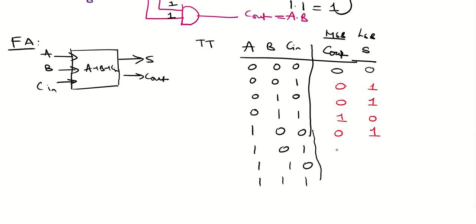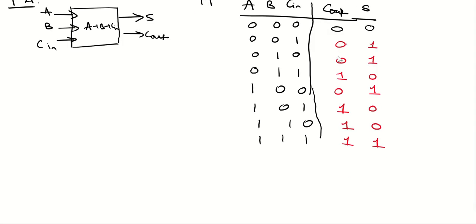When you add 1 0 1, the sum is 0 and carry is 1. When you add 1 1 0, carry is 1 and sum is 0. When you add 1 plus 1 plus 1, it is 3. How do we represent the value 3 in binary? It is 1 1. So this is the way you can get the sum.